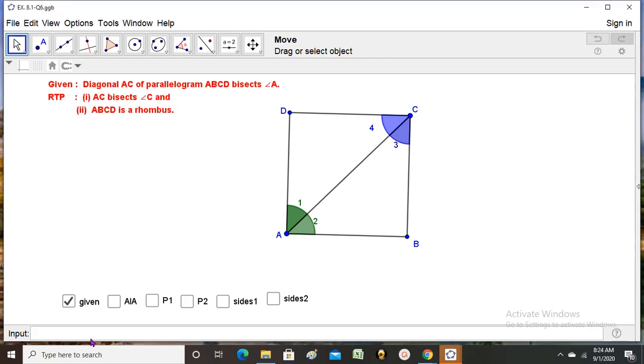We'll start with this one again. Diagonal AC of parallelogram ABCD bisects angle A. Angle A is bisected by this diagonal, that is given, and we have to prove that it bisects angle C also, and ABCD is a rhombus. We have to prove that.